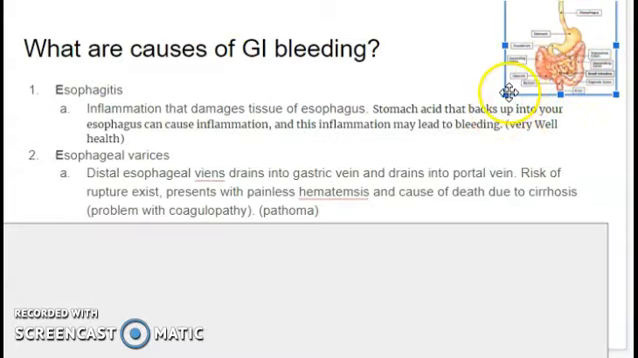Gastric vein, you can imagine it running around this time. It's going to be drained to the portal vein, and there can be risk of rupture, and this can cause some sort of painless hematemesis.